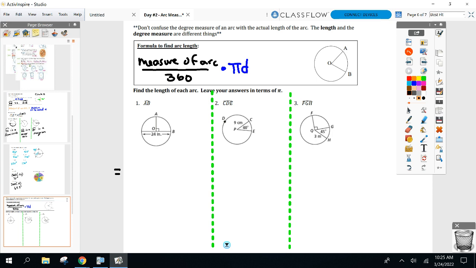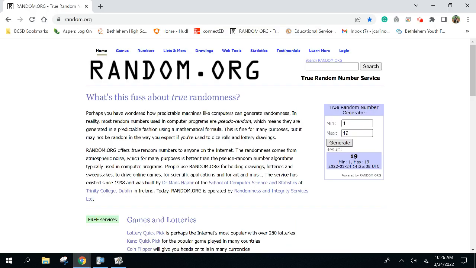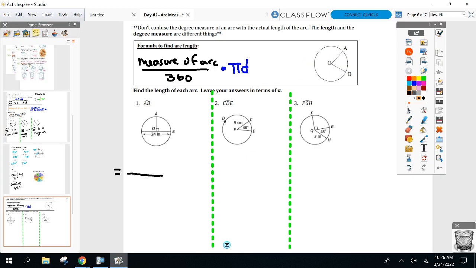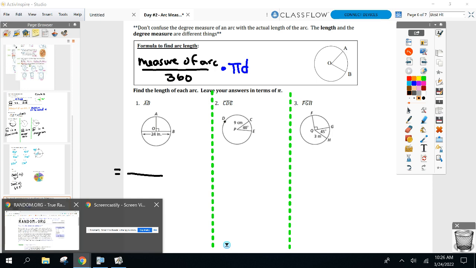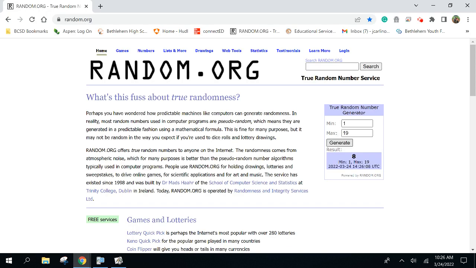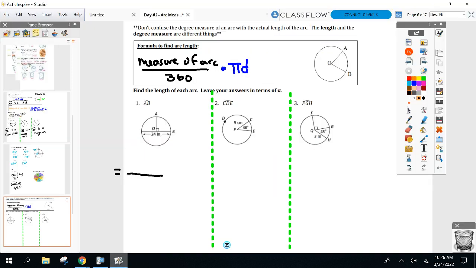The length of arc AB. First, I start with the measure. We spent 10 minutes here, right? What's the measure? How many degrees in arc AB? 90, because that's the central angle, right? What we learned today. 90 over 360 times pi times diameter, that's already given, 24.